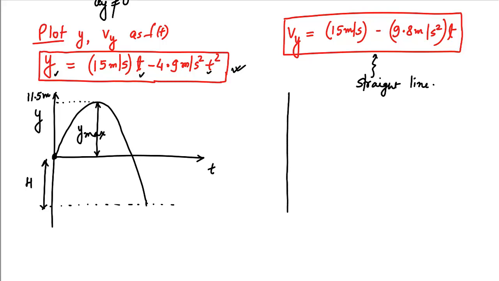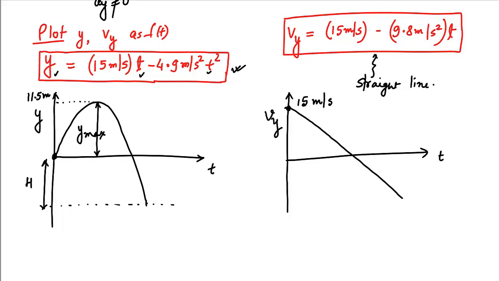On the y-axis we have Vy, and on the x-axis I have time. Now when you put t equal to 0, what is Vy? When t is equal to 0, Vy is nothing but 15 meter per second. Now this is a straight line, and what is the slope? Slope is negative. So this is a straight line with negative slope, and this line is passing through this point. Then this means I have this graph. So this is the graph of Vy versus t.